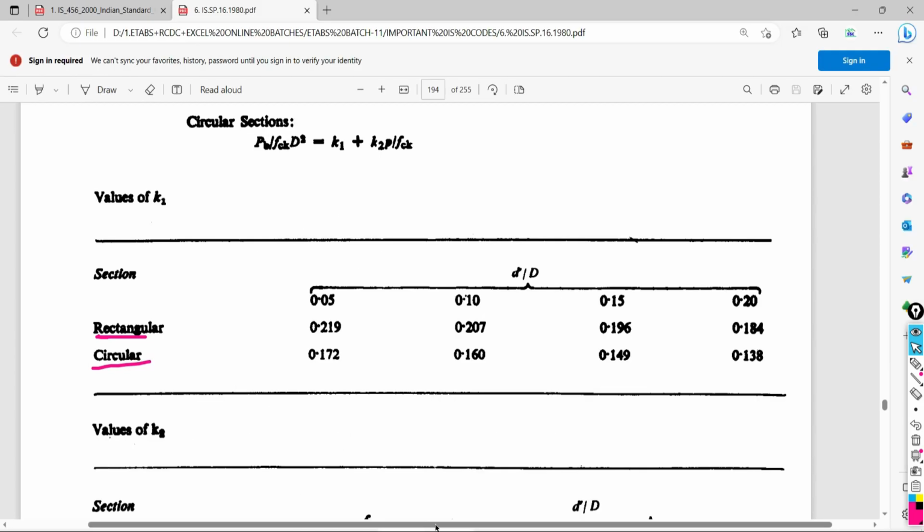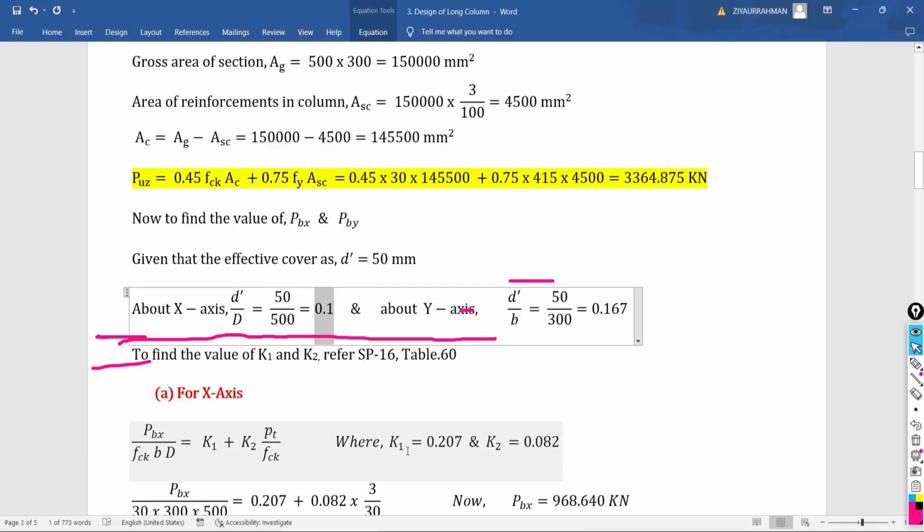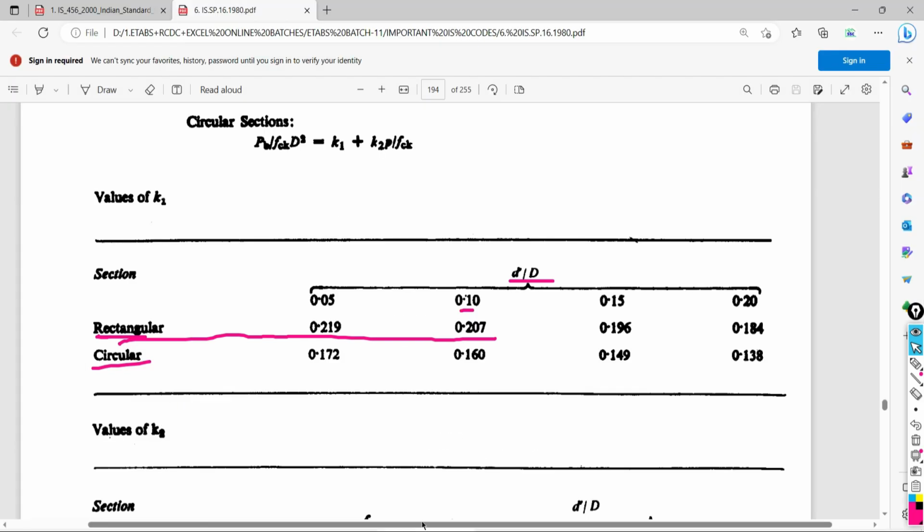So when you come to see SP16 table number 60 for the K1 value, D dash by D is what? 0.1. And for rectangular section, what value we have to consider? 0.207. So I am going to put here K1 as 0.207 for x-axis. What about the K2? How to calculate this K2?